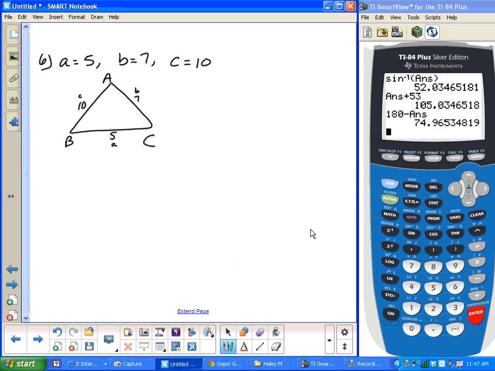Okay, this is number 6 from your laws of sine and cosine worksheet. I went ahead and drew the triangle. Notice the sides are all given here, so this would be the side, side, side case.